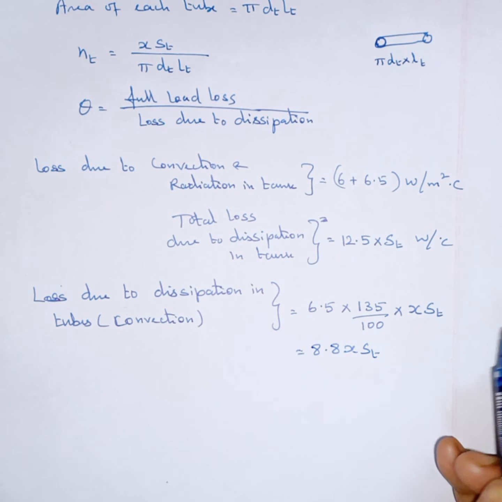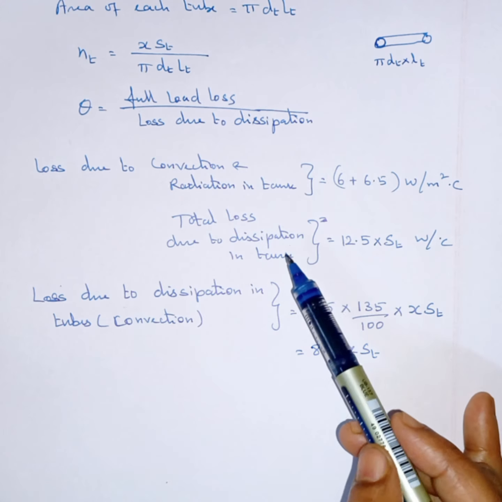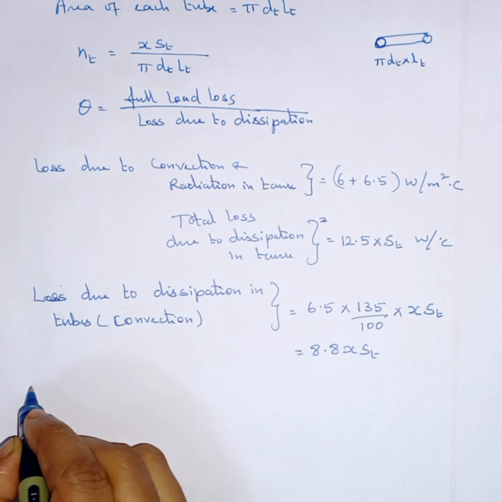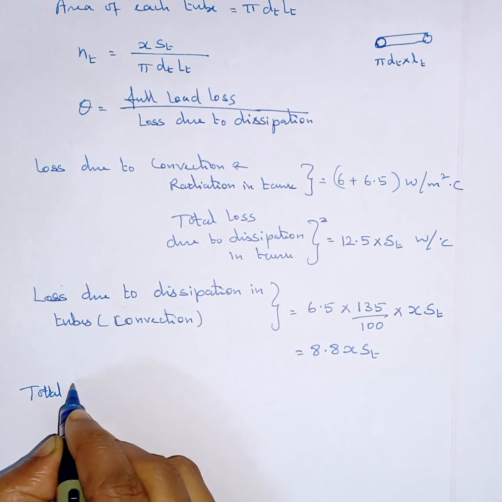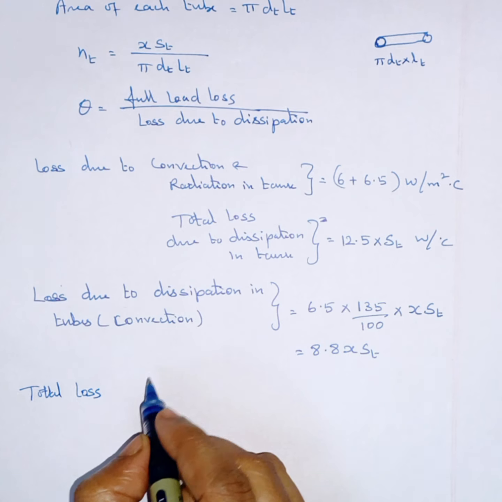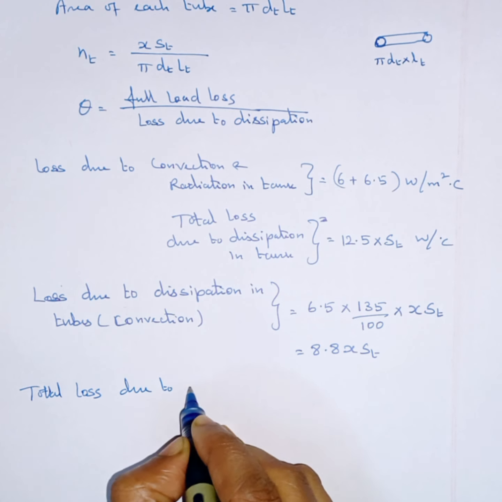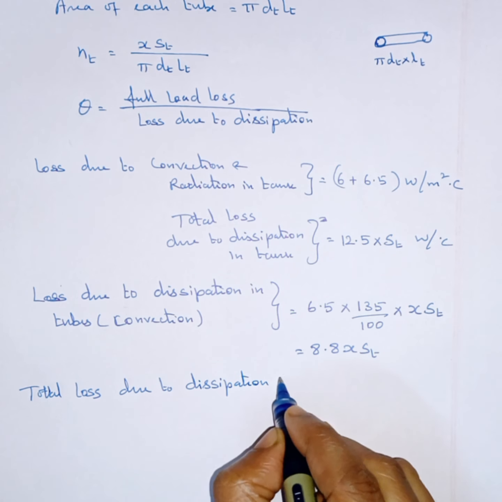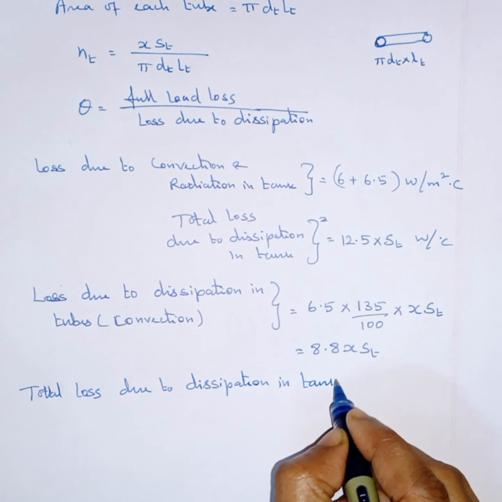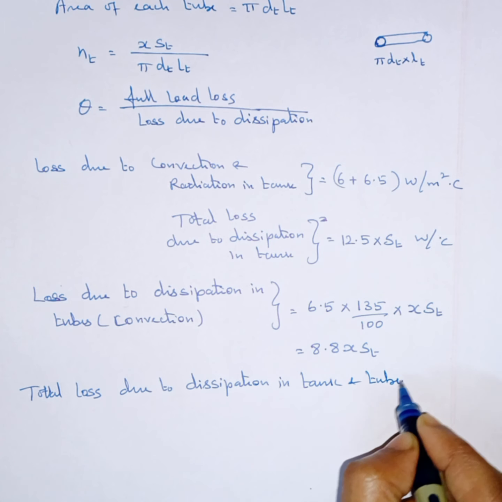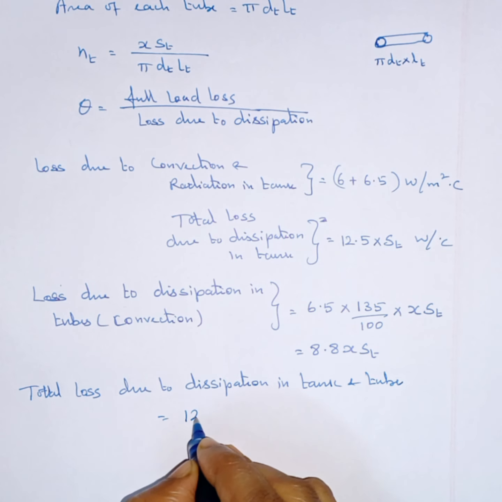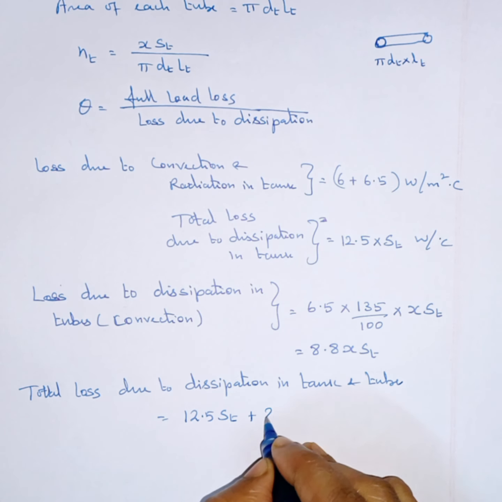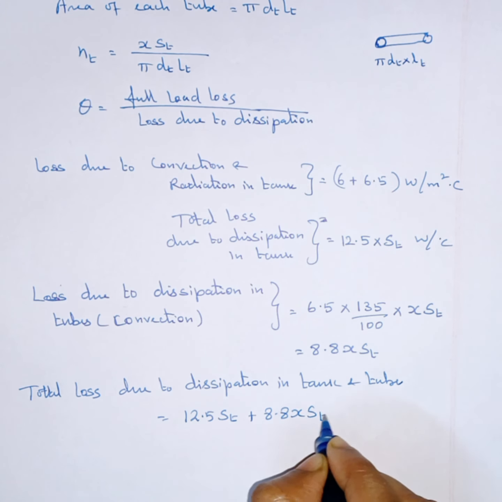Now we have to combine both the tank as well as the tube. So the total loss due to dissipation in the tank and tube is: 12.5 ST, this is in the tank, plus 8.8 XST.